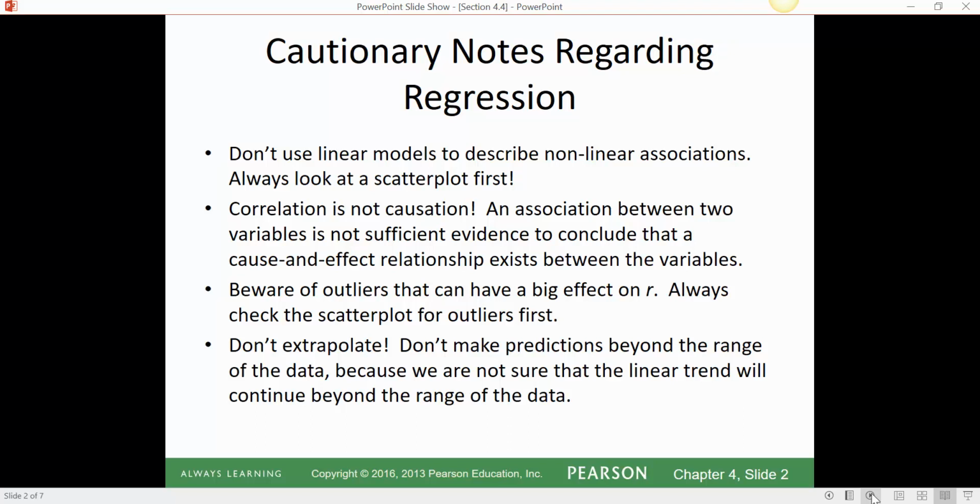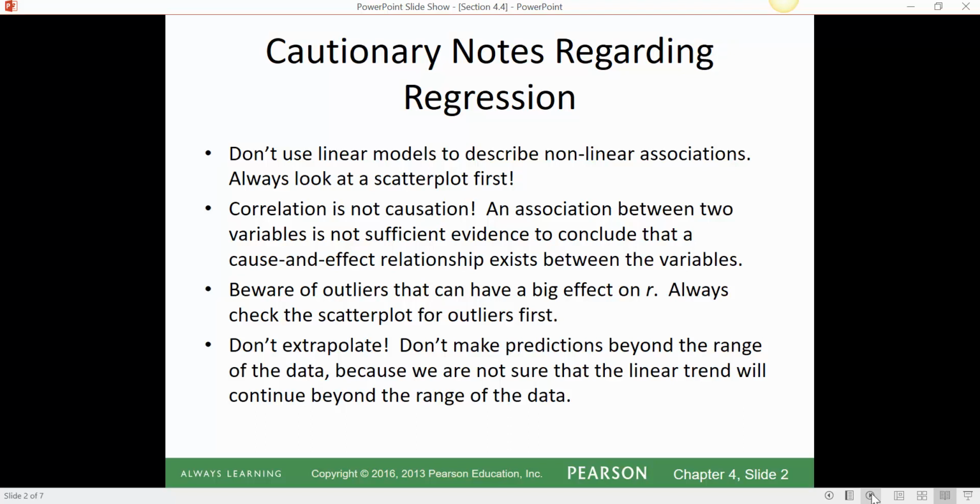Next, another big item is that just because two things are correlated doesn't mean that there's causation. It says an association between two variables is not sufficient evidence to conclude that a cause and effect relationship exists between the variables. Two things might look like they have a linear association, but it doesn't mean that if one thing happens, another thing is guaranteed to happen. So you want to be careful with that when you interpret things.